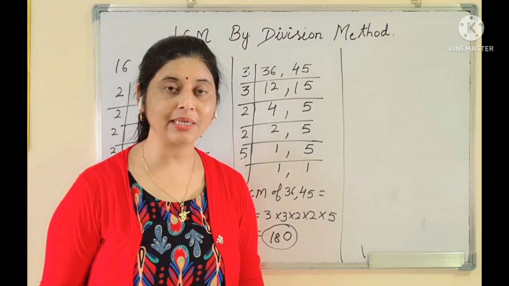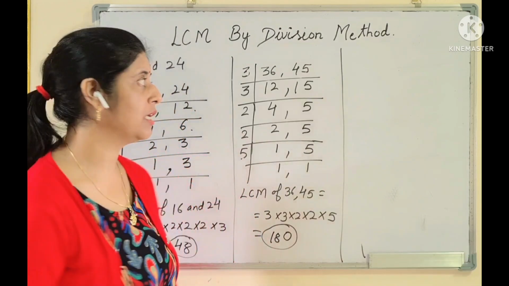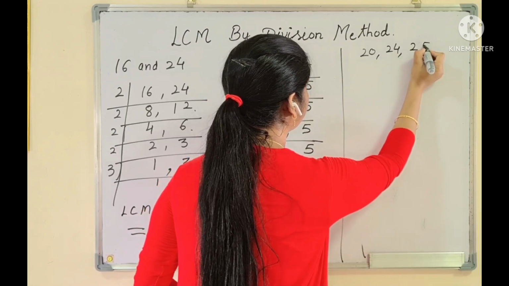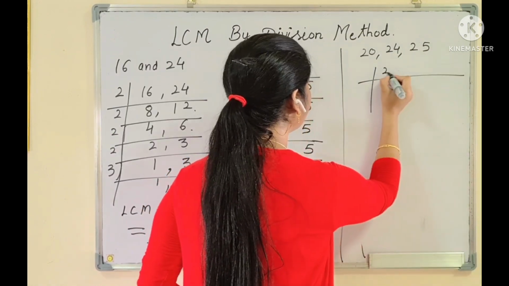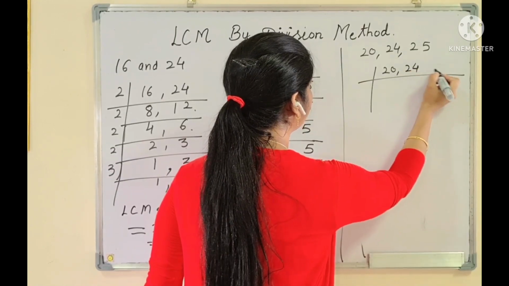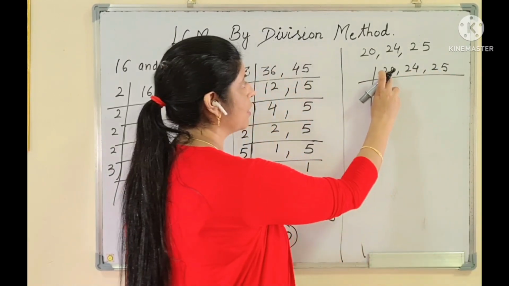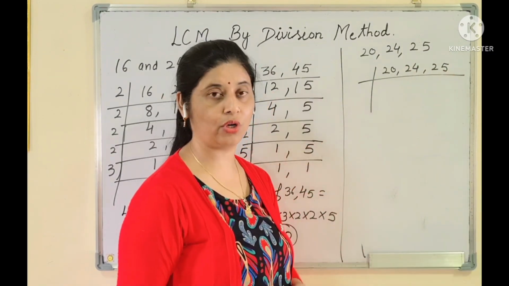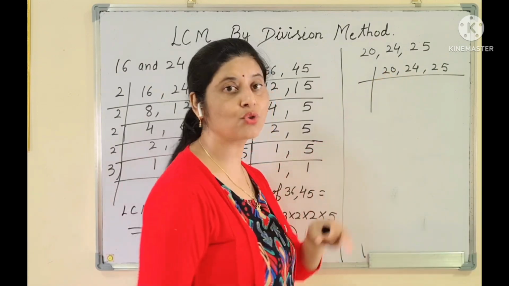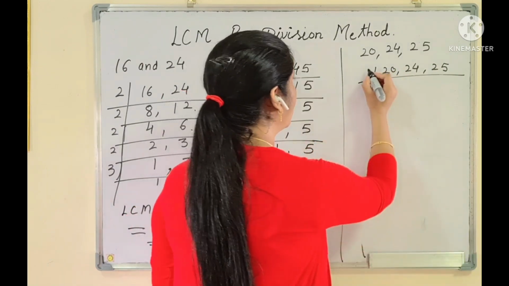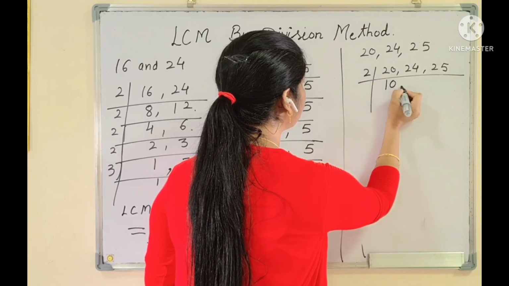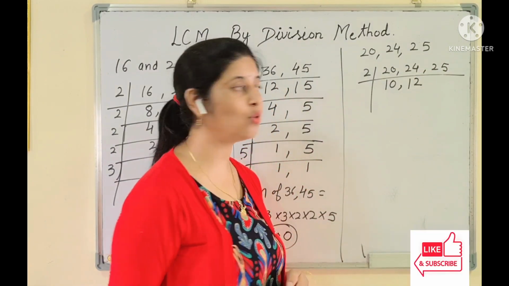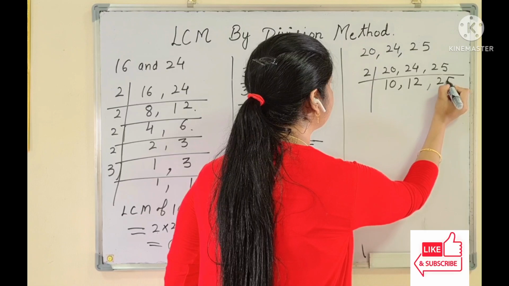But if we have three numbers, then also we will do it in the same way. Suppose we have the numbers 20, 24 and 25. We will find the LCM in the same way. First we will write all the numbers: 20, 24 and 25. See here, two numbers are even and 25 is odd. Since we have two even numbers, first we will divide by 2. 2 10s are 20, 2 12s are 24. Now 25 is not divisible by 2, so we will write 25 as it is.